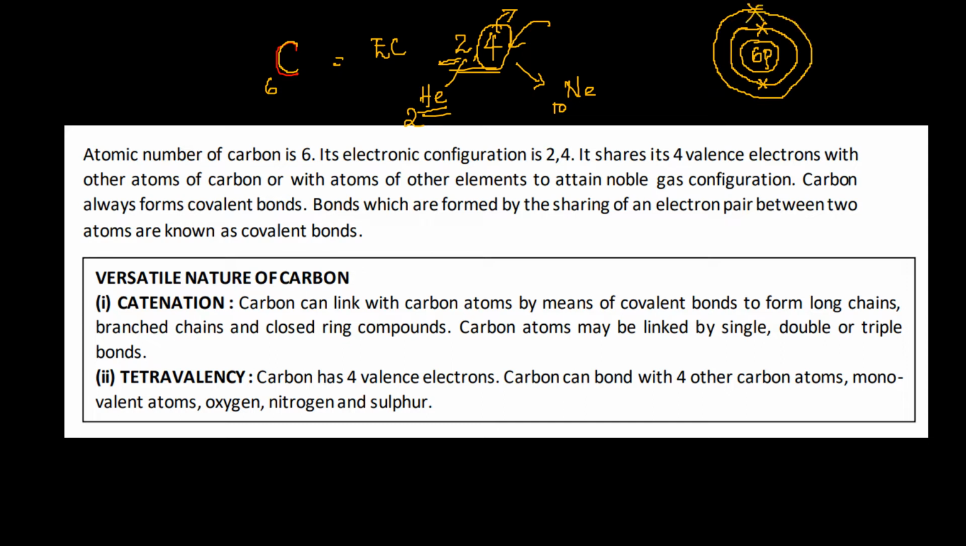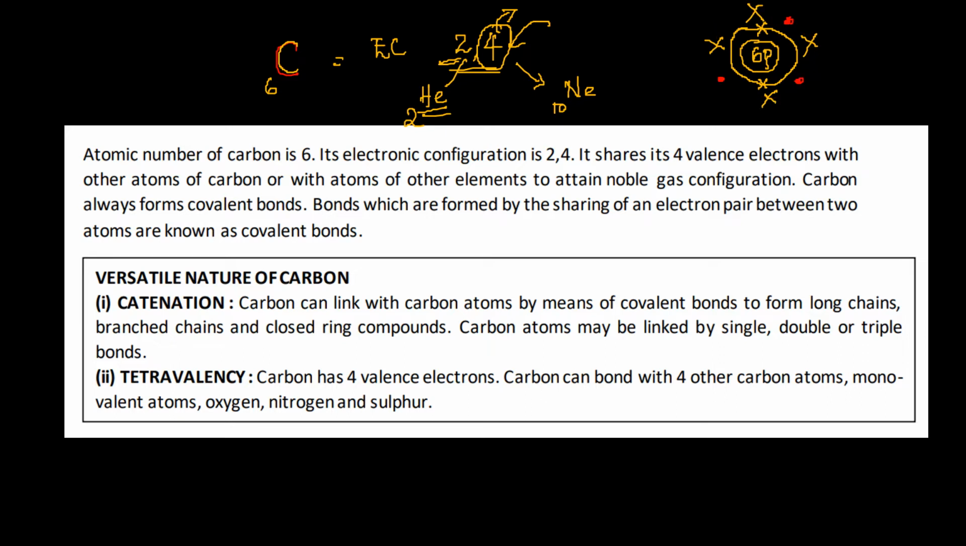Okay. This is our carbon atom, 2, 4. 1, 2, 3, 4. Okay. So if it gains, what is the situation? This 6 proton cannot hold the 10 electrons. Now how many electrons here? 10 electrons. The 6 proton cannot hold the 10 electrons. So it is not possible.